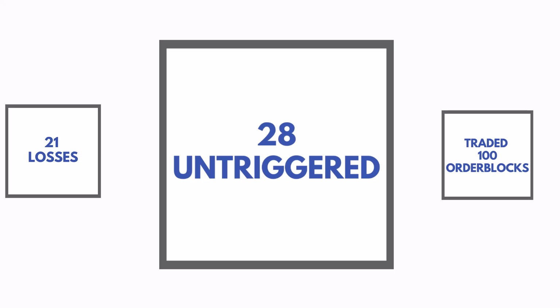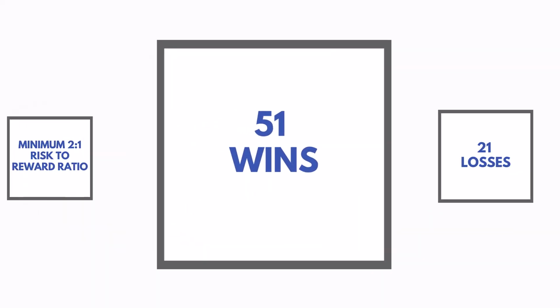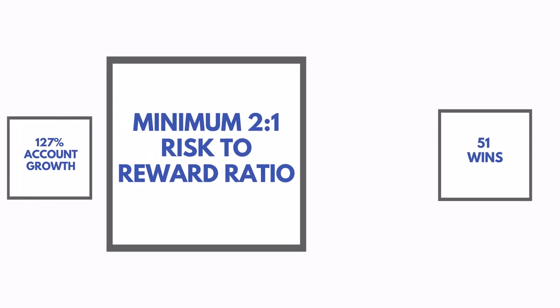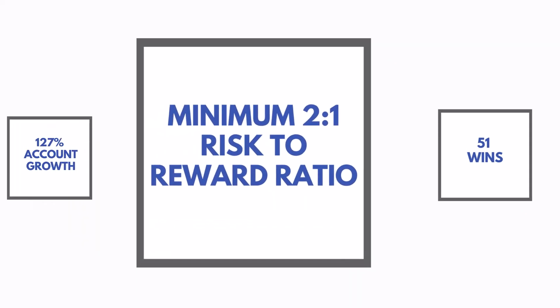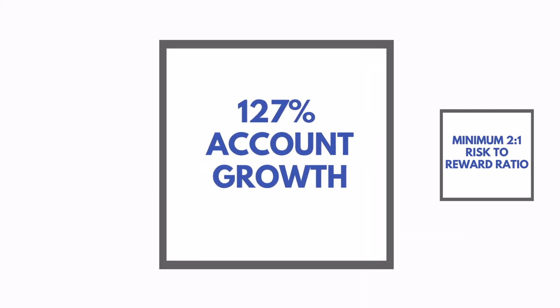Of the remaining 70 blocks that did trigger, 21 resulted in losses, while 51 hit our profit targets. At first glance, a 51% win rate might not sound impressive, but here is the game-changing detail. Because we structured our trades with a minimum 1:2 risk to reward ratio, that 51% win rate actually resulted in a 127% account growth. This completely changes the common belief that you need a high win rate to be profitable.